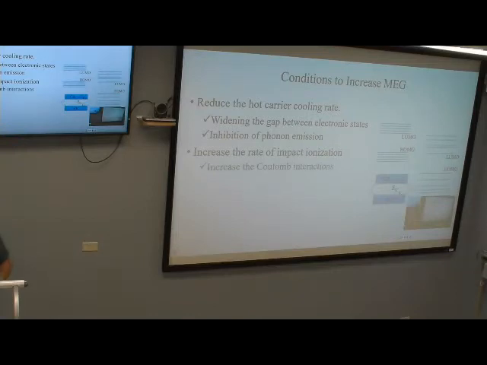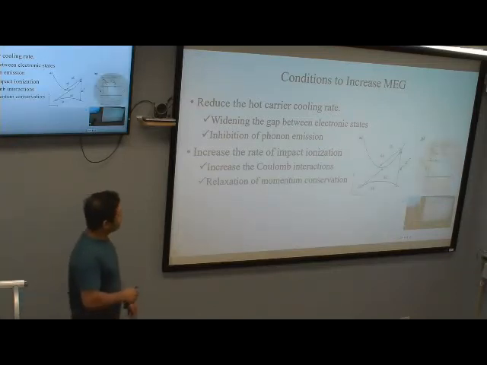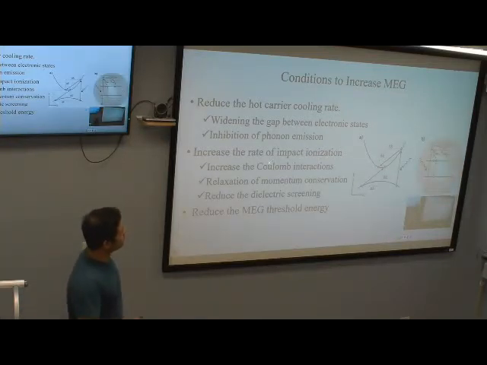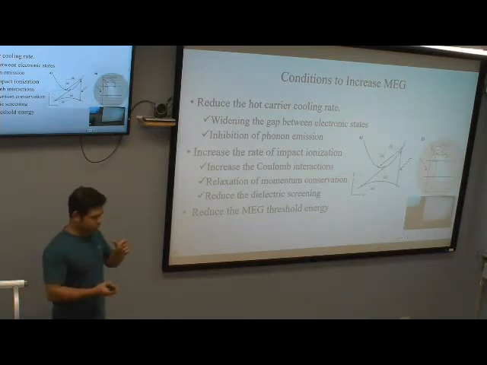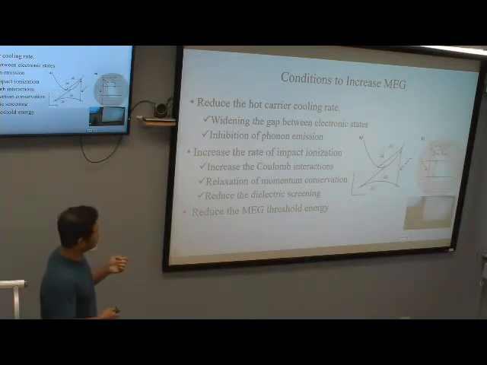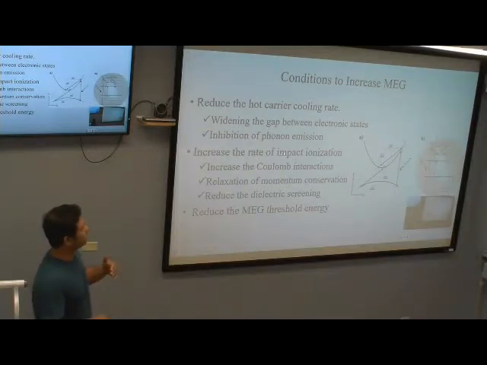Next is impact ionization. If we want more impact ionization, then we need to increase the Coulomb interactions. If the hot hole and electron have a stronger Coulomb interaction, it increases the probability of getting the reverse of the process. Then there is relaxation of momentum conservation, although this is not very important in the case of nanomaterials.